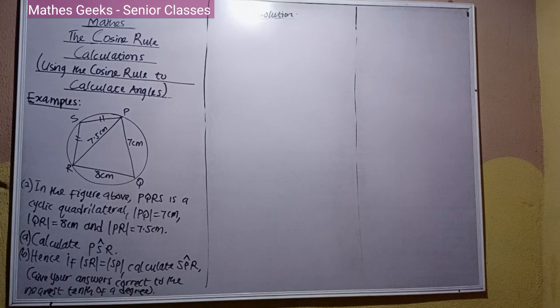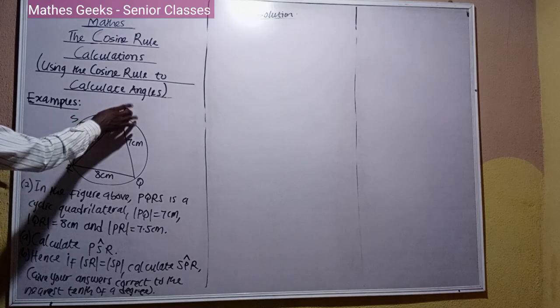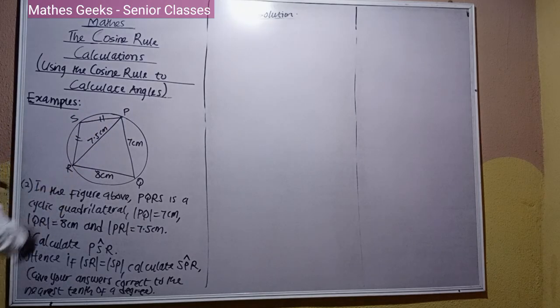PQRS is a cyclic quadrilateral. PQ is equal to 7 centimeters, QR is equal to 8 centimeters and PR is equal to 7.5 centimeters. Calculate angle PQR. Hence, if SR is equal to SP, calculate angle SPR. Solution.